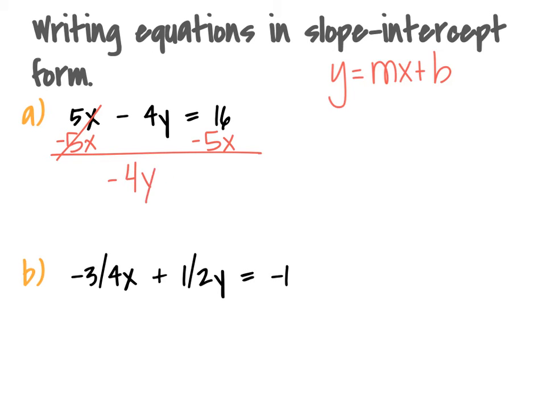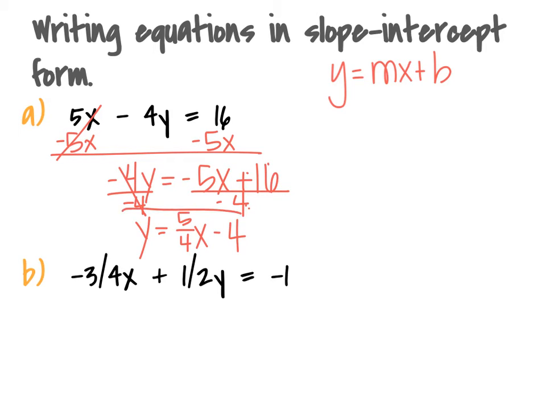So you get negative 4y equals negative 5x plus 16. Then you have to get y by itself by dividing by negative 4. So you get y equals negative 5 over negative 4, which is positive 5/4 x. And then positive 16 divided by negative 4 is negative 4. So it's 5/4 x minus 4. There's a lot of sign work happening in here, so you need to be super careful.